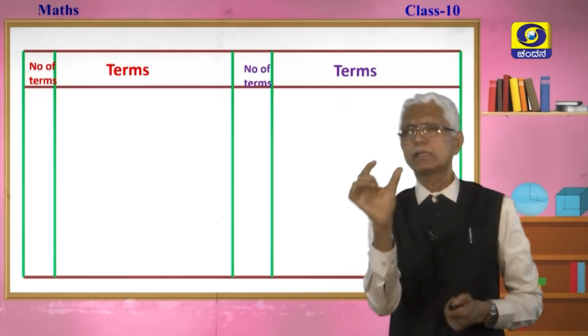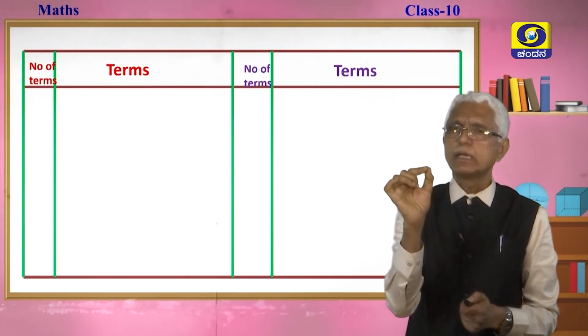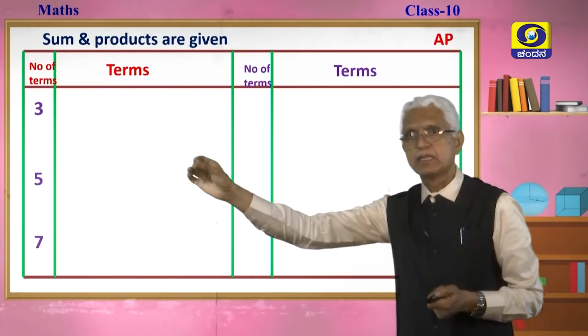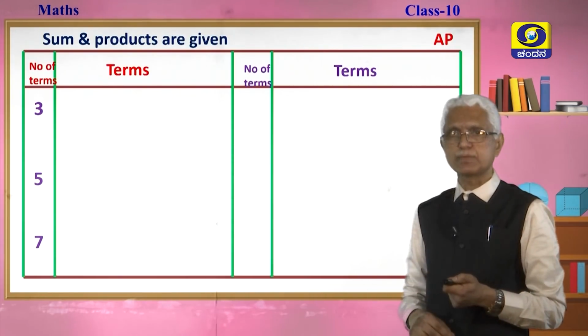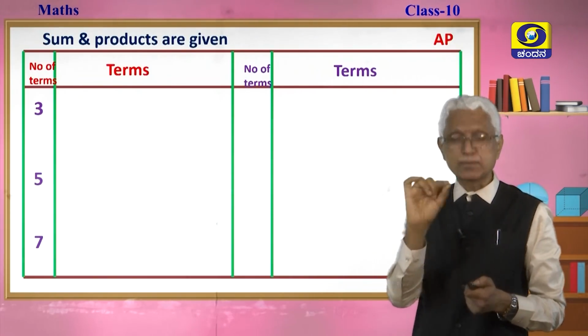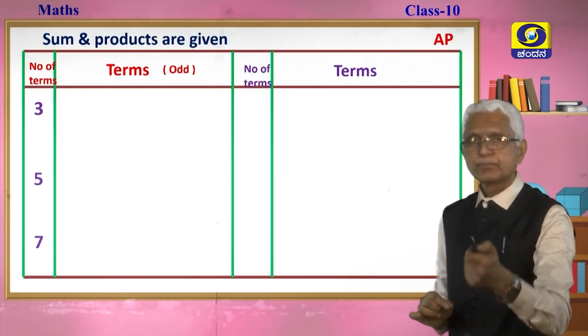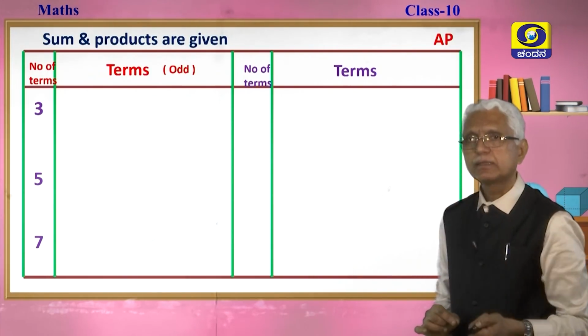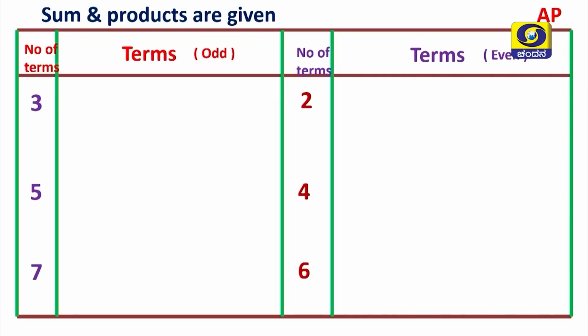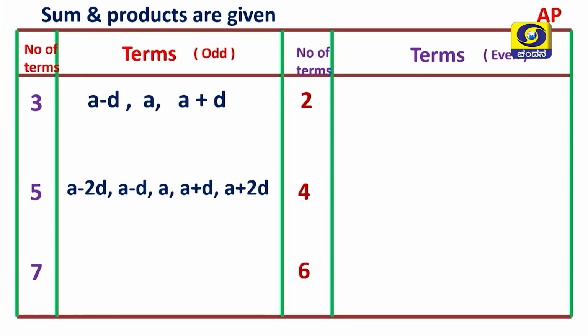This is just a small table just to help you out. Please observe. Especially when you are solving the problem, the sum of 3 terms is so much and product of 3 consecutive terms is so much, or the sum of 5 terms, product of 5 terms. You know, when they give you problems like that, please observe. The number of terms is odd, and the number of terms is even. If there are 3 terms, consecutive terms, how will I take? A minus d, a, a plus d. If there are 5 terms, a minus 2d, a minus d, a, a plus d, a plus 2d.